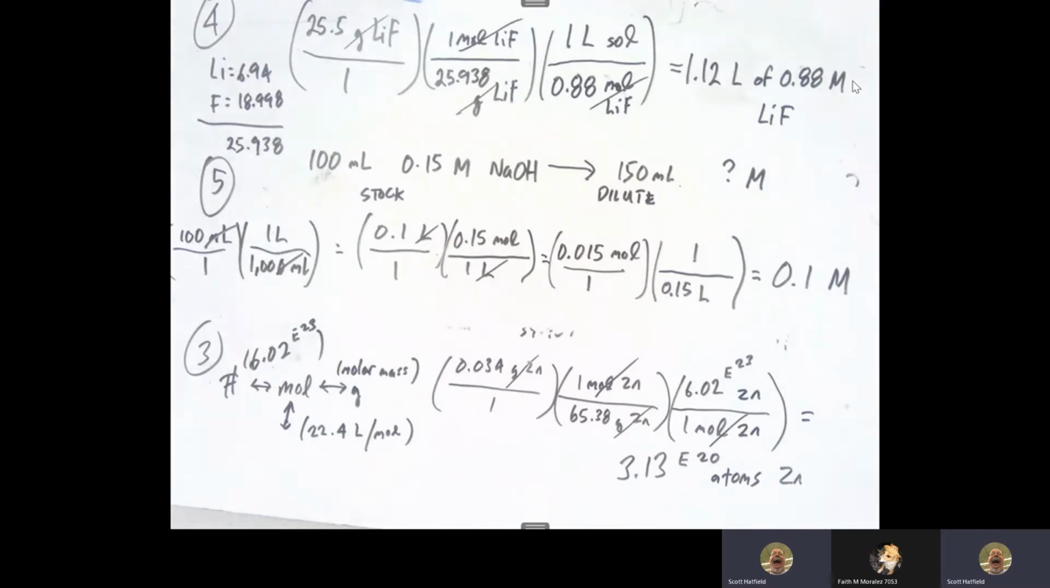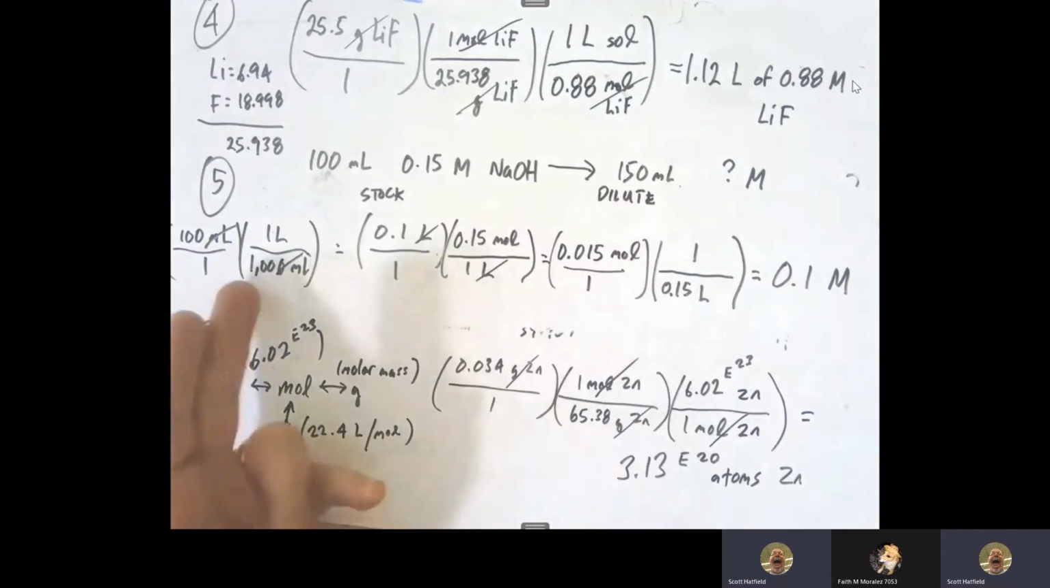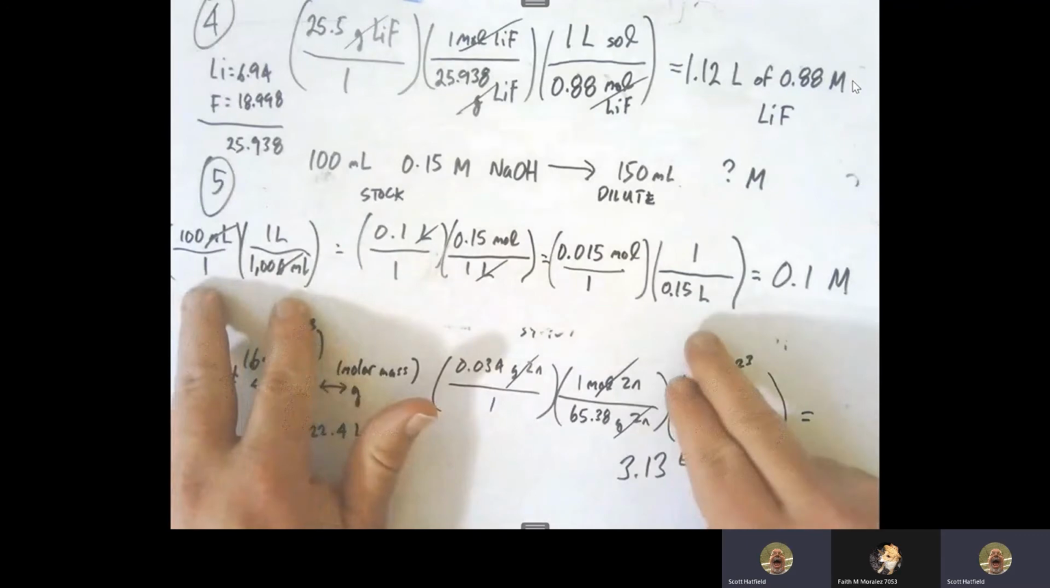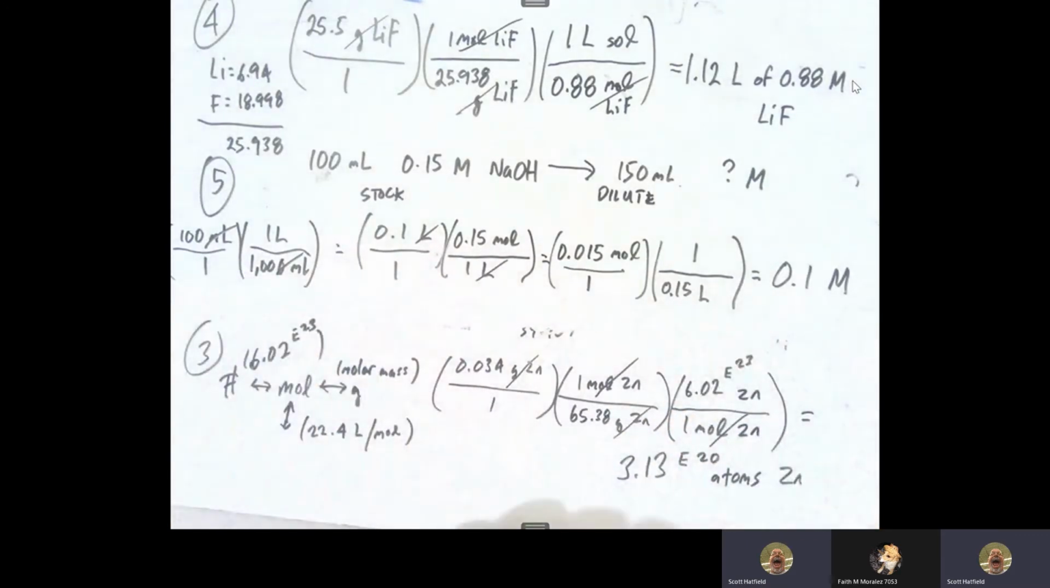They make it way harder than it needs to be because they just assume that students know that 100 mils is 0.1 liters, and they just assume students will do that. And if students haven't memorized this conversion factor, then they won't have things in liters, and their answer will be off.